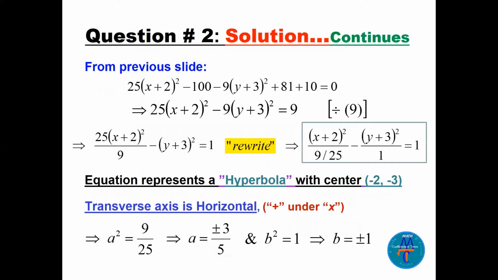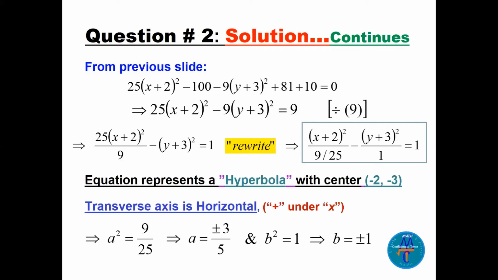So from the previous slide, I simplified the equation. I think you did the same. 25 times (x plus 2) squared minus 9 times (y plus 3) squared is equal to 9. So we have to divide by this 9. Why? Because we need 1 on the other side. This is what we call standard form. So divide by 9 is 1. Divide by 9, there is nothing here. Divide by 9.